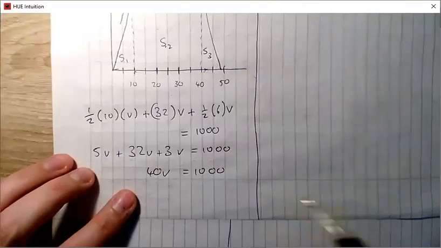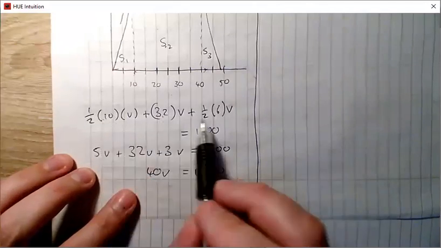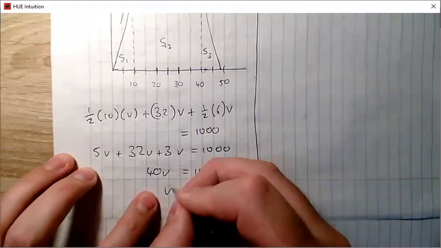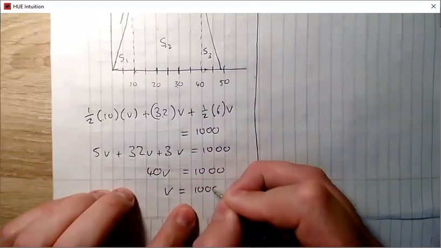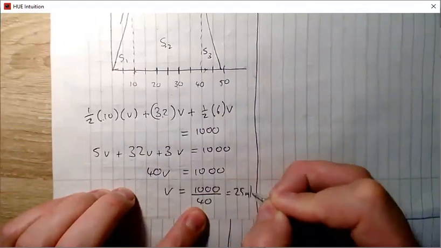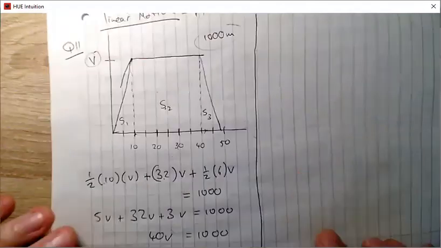So tidying that up, you get 5v plus 32v plus 3v, which all adds up to 40v equals 1,000. v is then 1,000 divided by 40, which is 25 meters per second. So there's our maximum speed.